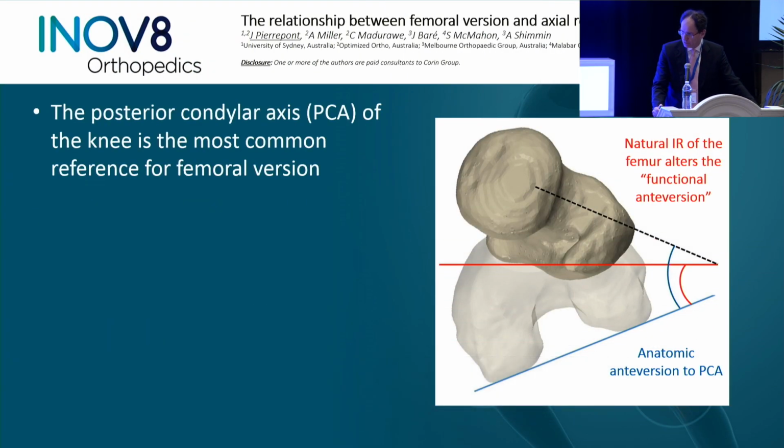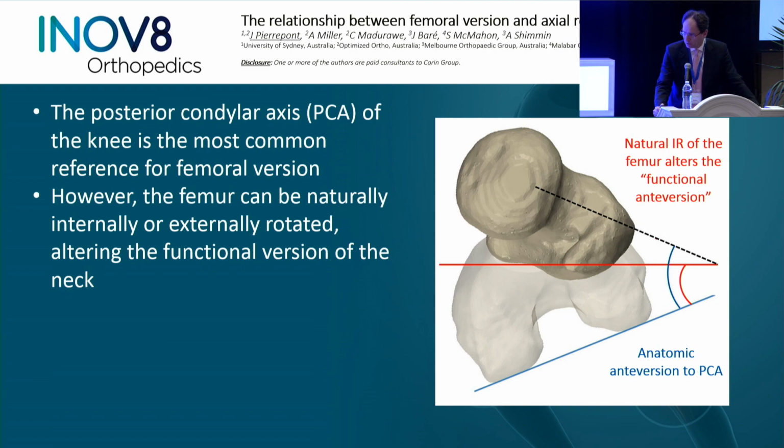The other clinical relevance, and a concept that is now talked about a little bit more, is functional anteversion. We know what anatomic anteversion is, and that is the reference of the posterior condylar axis of the knee to the femoral neck. But functional anteversion is something different, where the patient is in the coronal plane, which is the red line. So you can see the functional anteversion of this particular patient is different than the anatomic anteversion, and it can be influenced by reconstructing the hip.